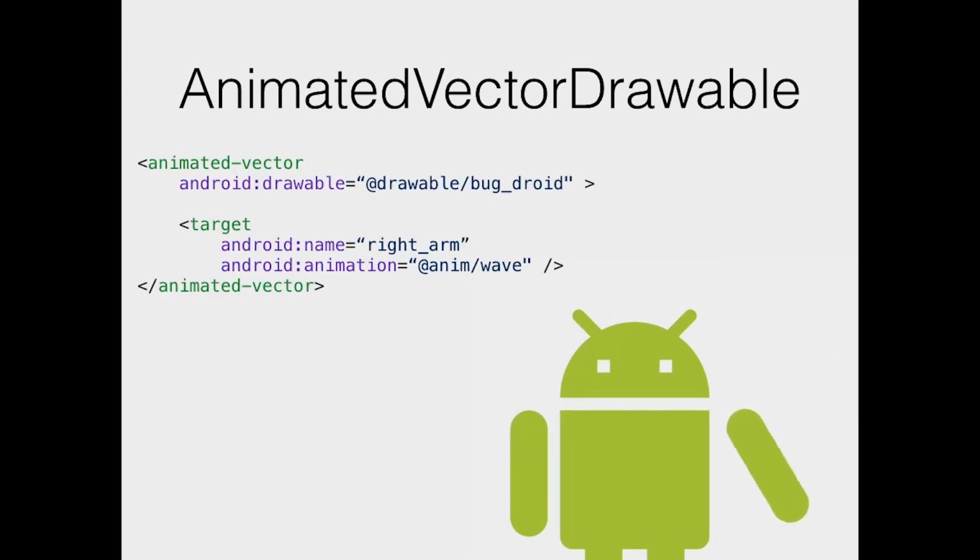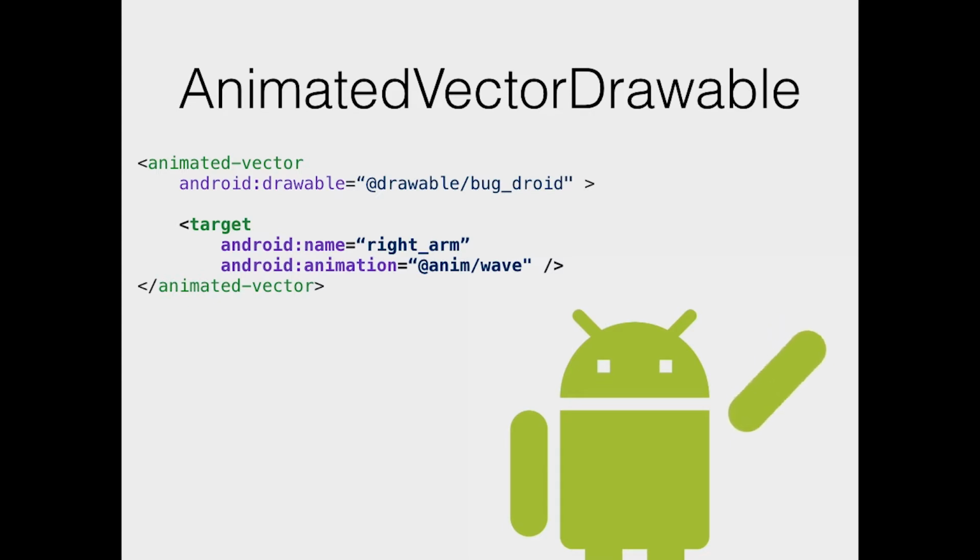So this is what an animated vector drawable looks like. It's just a simple XML resource file that you place inside your drawable directory. You start with just an animated vector object, and you pass that your vector drawable resource. That will be used as the start state of the animation. And then you give it one or more mappings from a path or a group to an animation.